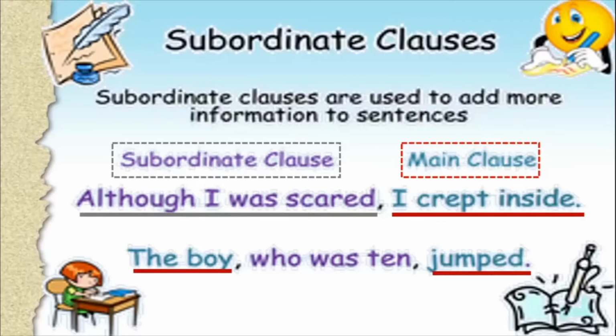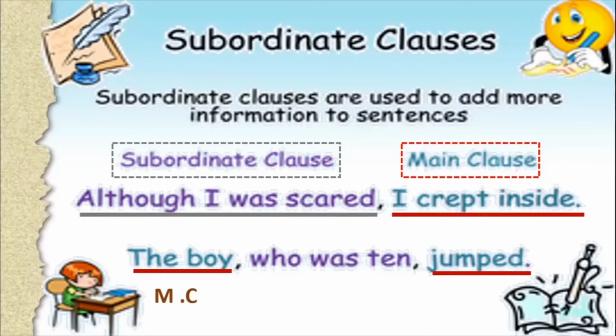This is the main clause. The boy, half of it is before the subordinate clause and half of it is after the subordinate clause. So the boy jumped. This is the main clause. Okay, underlined with red and in blue letters.